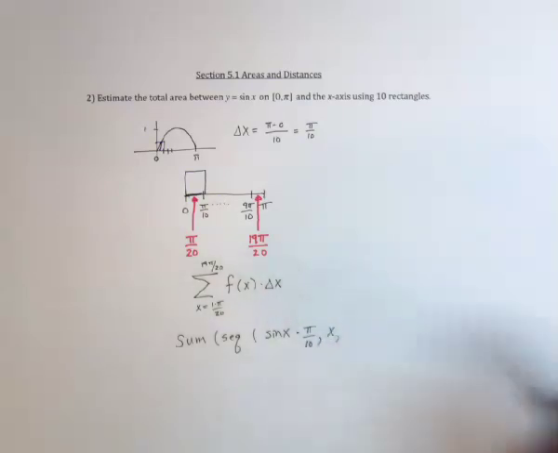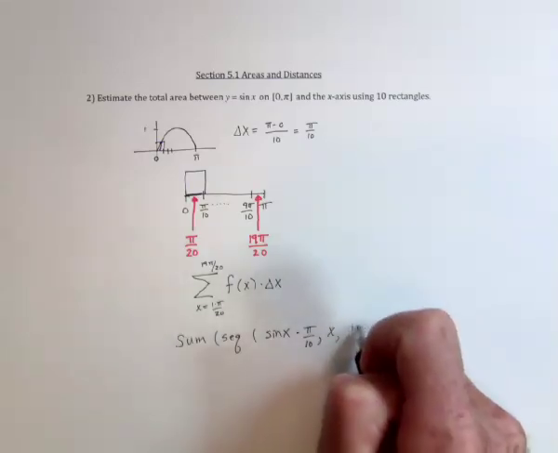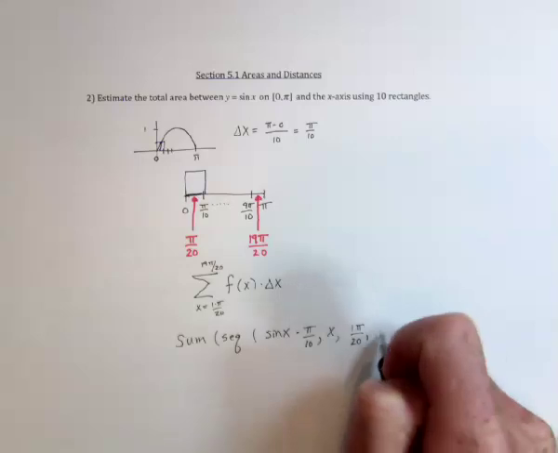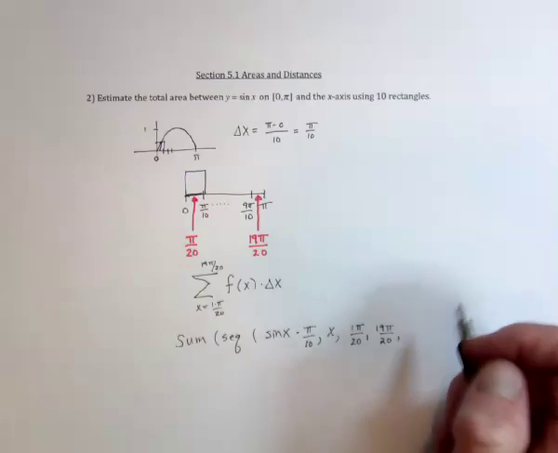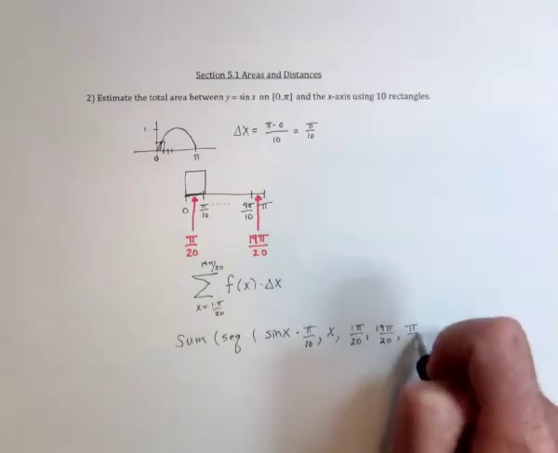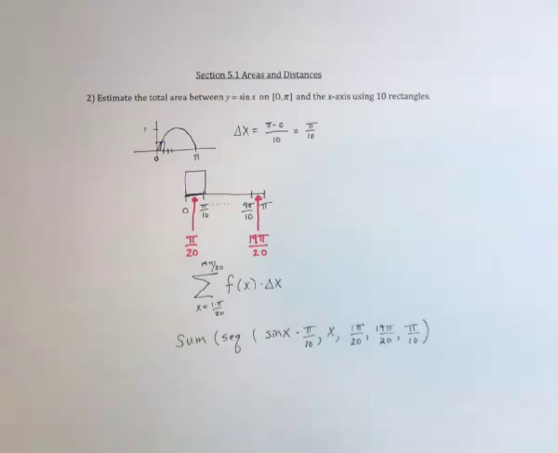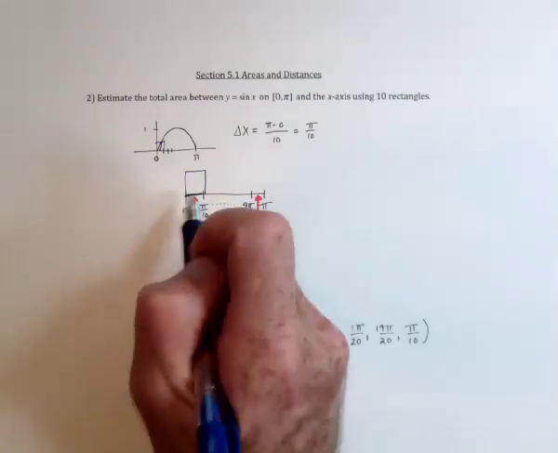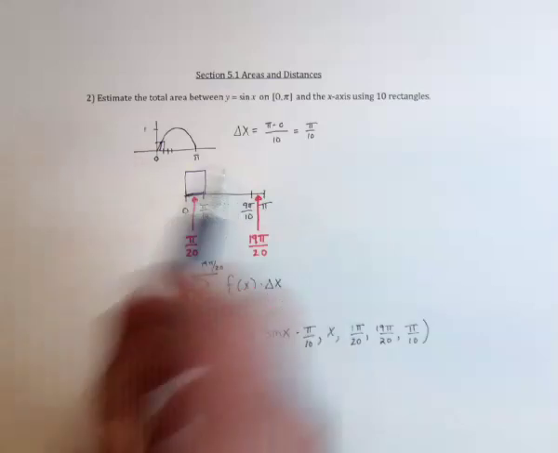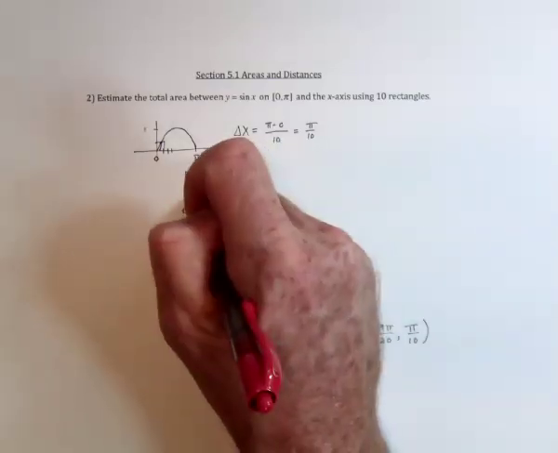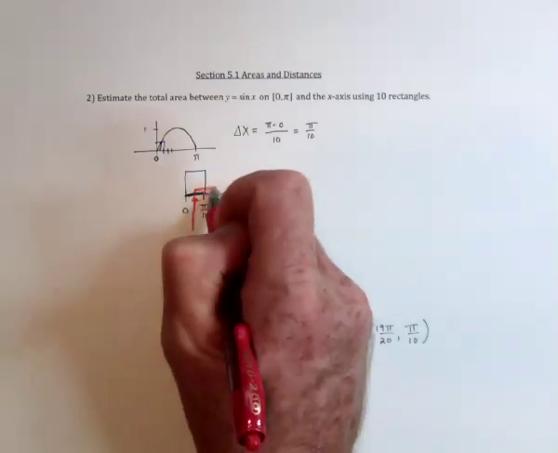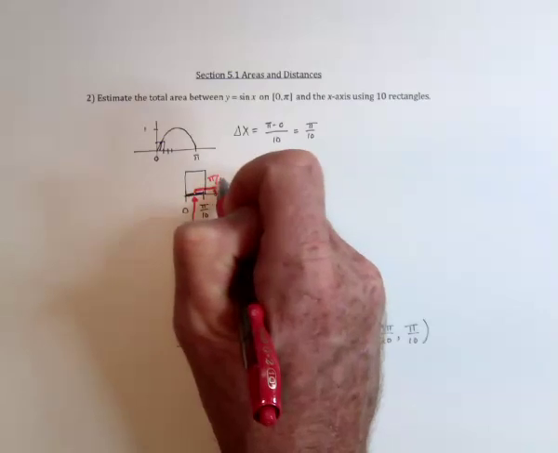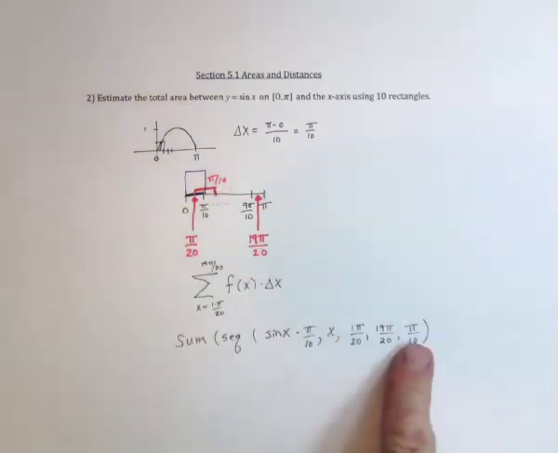That's finding the height times the base of the rectangles. Next, comma x, so that's just telling it that x is the variable in this problem, starting at 1 pi over 20 to 19 pi over 20, and then next always goes the delta x, go over by pi tenths each time, because if this length right here is pi over 10, then the length from this midpoint to the next midpoint is the same length. This length right here would also be pi over 10. So that's what that part's saying.